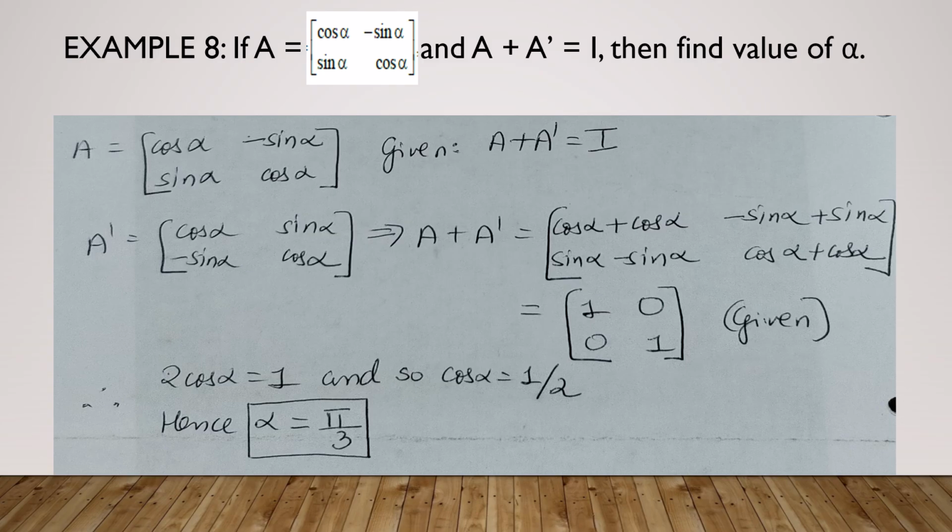So now A plus A transpose means just add the corresponding elements. So what do you get? Cos alpha plus cos alpha, minus sin alpha plus sin alpha, sin alpha minus sin alpha, and cos alpha plus cos alpha. Now this is given to be equal to our identity matrix, so this should be equal to 1 0 0 1. So now we equate the corresponding terms. 2 cos alpha is 1, so cos alpha is half. Cos is half when the angle is pi by 3. So alpha should be equal to pi by 3.